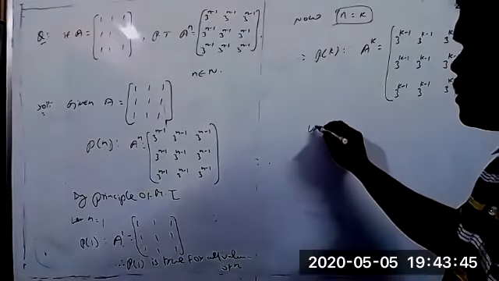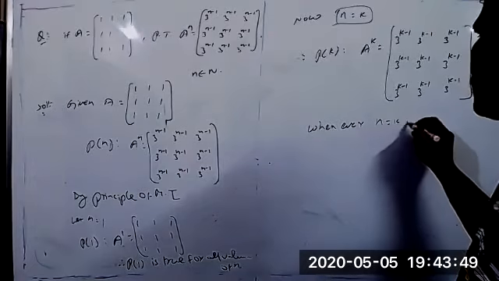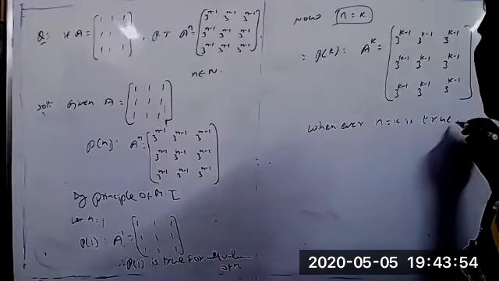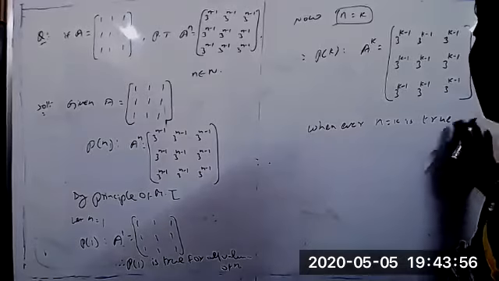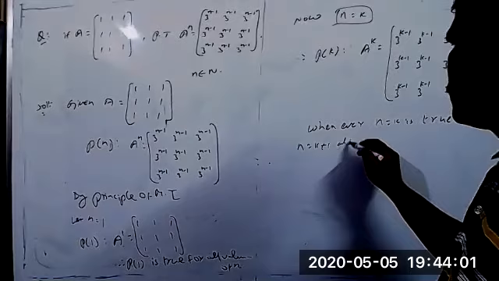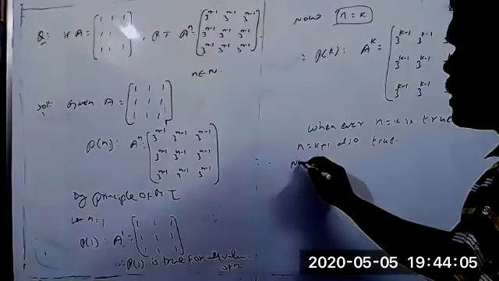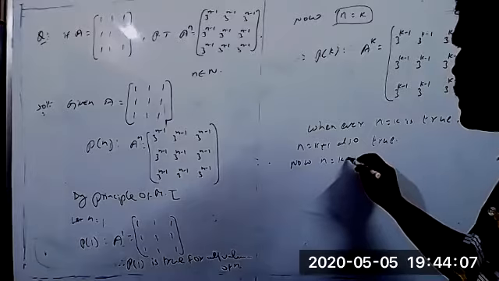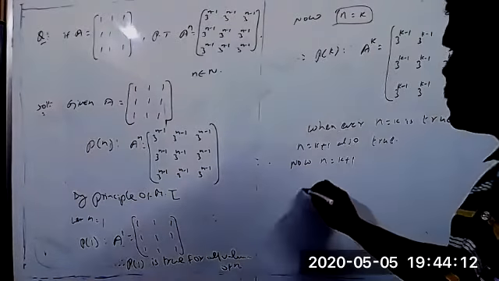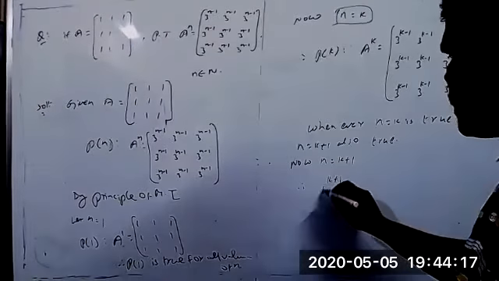Now write the condition: whenever N equal to K is true, then N equal to K plus 1 is also true. So take the condition. Now N equal to K plus 1, you can take. Now substitute there. So A power K plus 1 equals A power K plus 1.